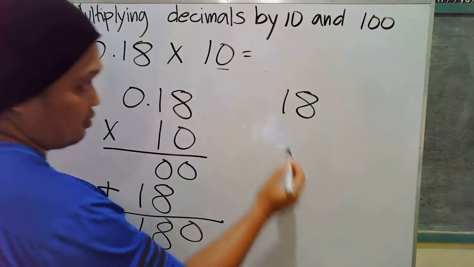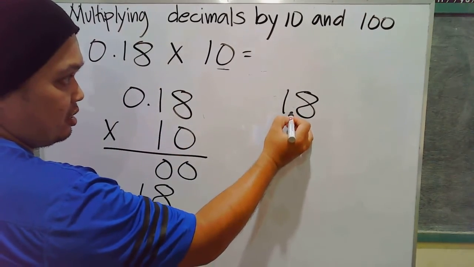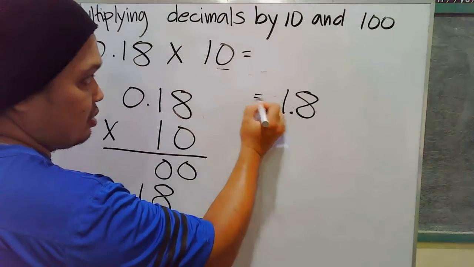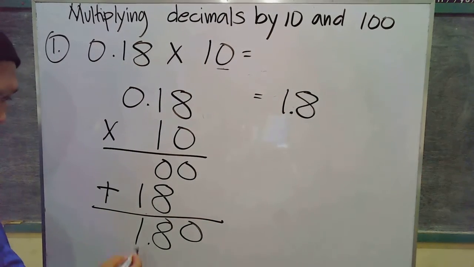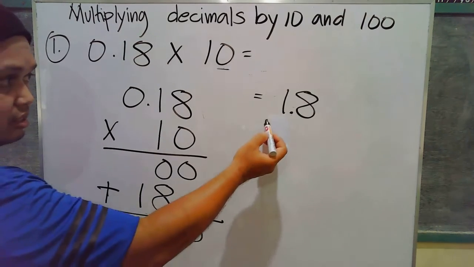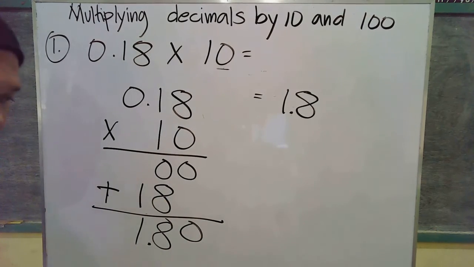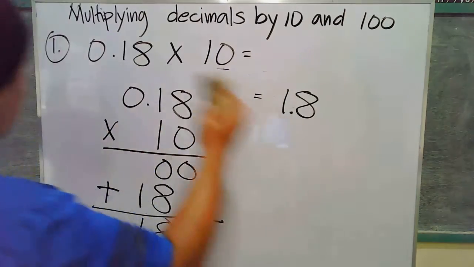So from 0 here, the 0 will be here. So our answer will be 1.8, the same as 1.80. Okay, so this is the shortcut method. Let's have some more examples.